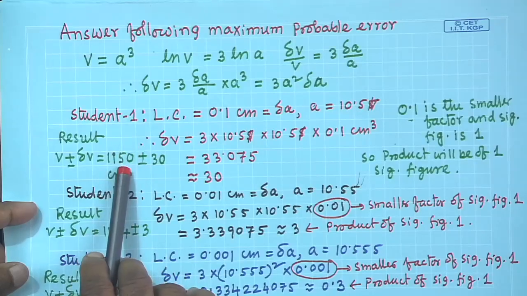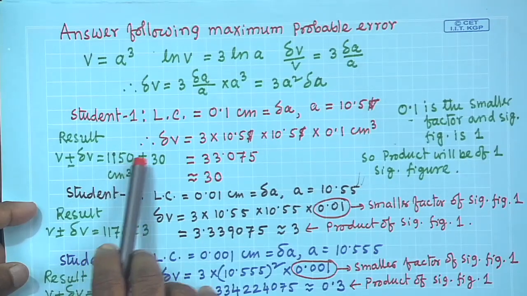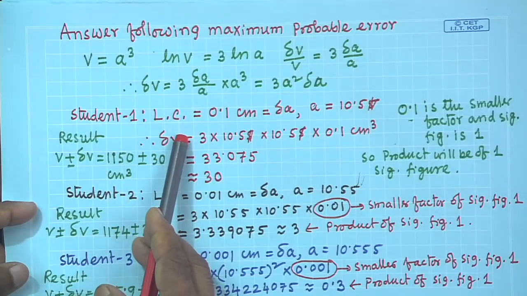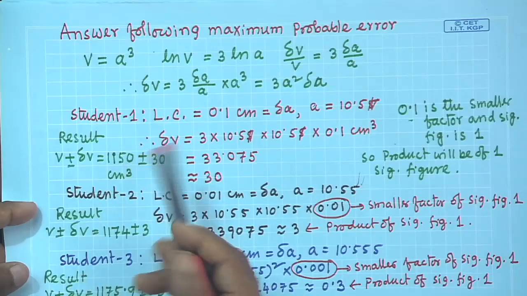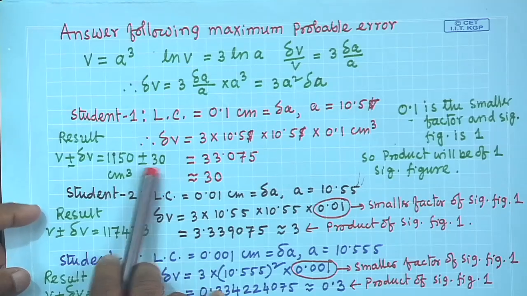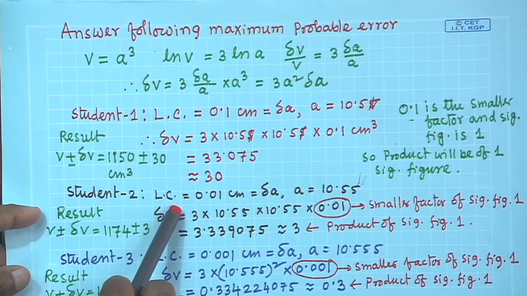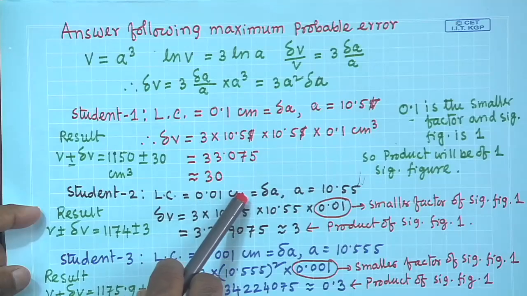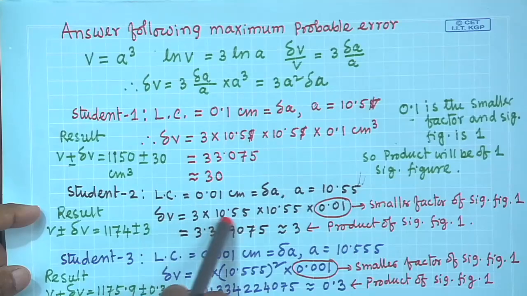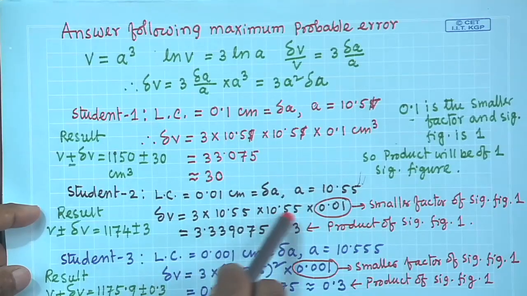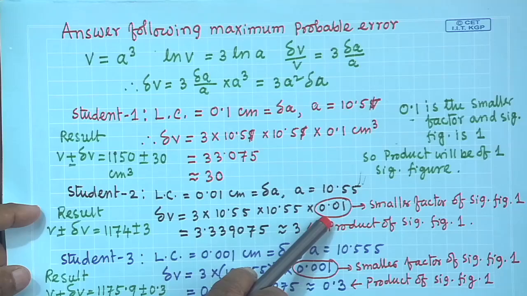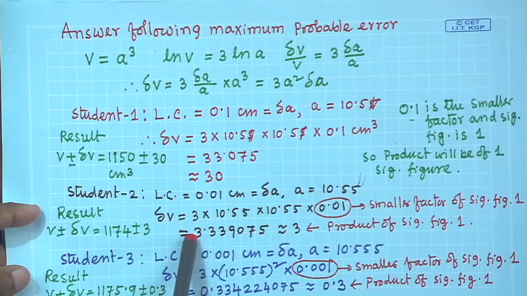But at that time I was not able to tell whether it will be plus minus 10, plus minus 20, plus minus 30 or plus minus 40. But now to get that, you have to calculate the error. So, it is basically plus minus 30. Similarly, for student 2, least count is 0.01 centimeter, that is delta A is 10.55. If you proceed, delta V equals 3 into A into this. So, your result will be this.